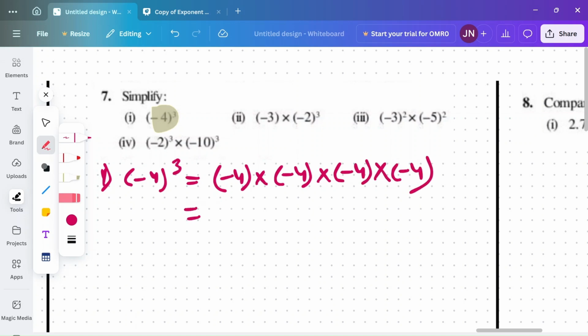Okay. So what you will do, solve the sign first. You know this concept, right? When you multiply same signs, you get positive, and when you multiply different signs, you get negative, right? So let's multiply them. Minus into minus gives you plus, right? Plus into minus, minus, minus into minus, plus again.